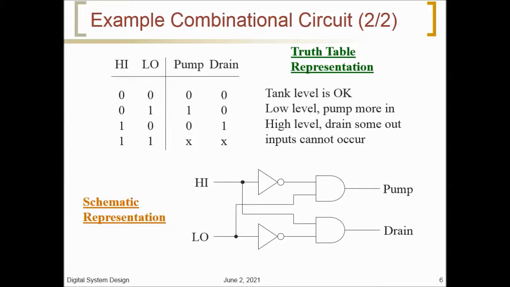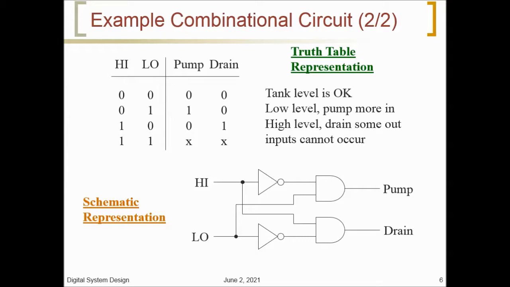Similarly, if the fluid is too high in the tank, then the high input becomes 1 and the low input becomes 0. In this state, the pump output is 0 and the drain output is 1. High level, drain on. If both inputs are 1, 1, then neither pump nor drain is running. This input cannot occur. This is called a don't care condition.